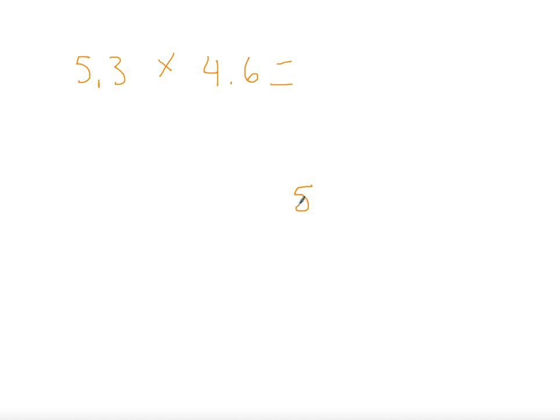So I'm going to go 5.3 times 4.6. We're just going to treat it just as if those decimals are not even there. Okay, I'm going to go change colors here. I'm going to start with my 1's place over here. 6 times 3 is 18. I'm going to put my 8, carry the 1. 6 times 5 is 30, plus 1 is 31. I'll go ahead and write that.